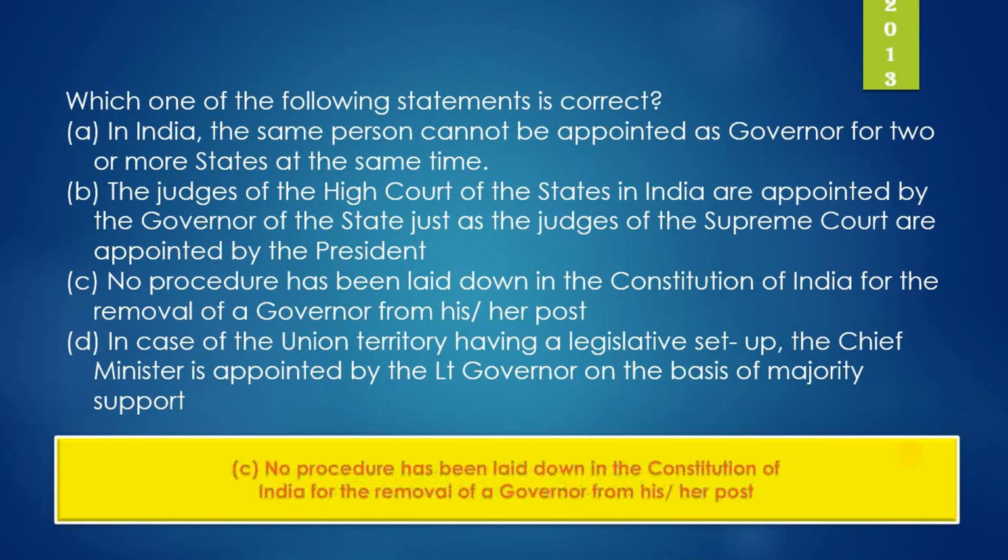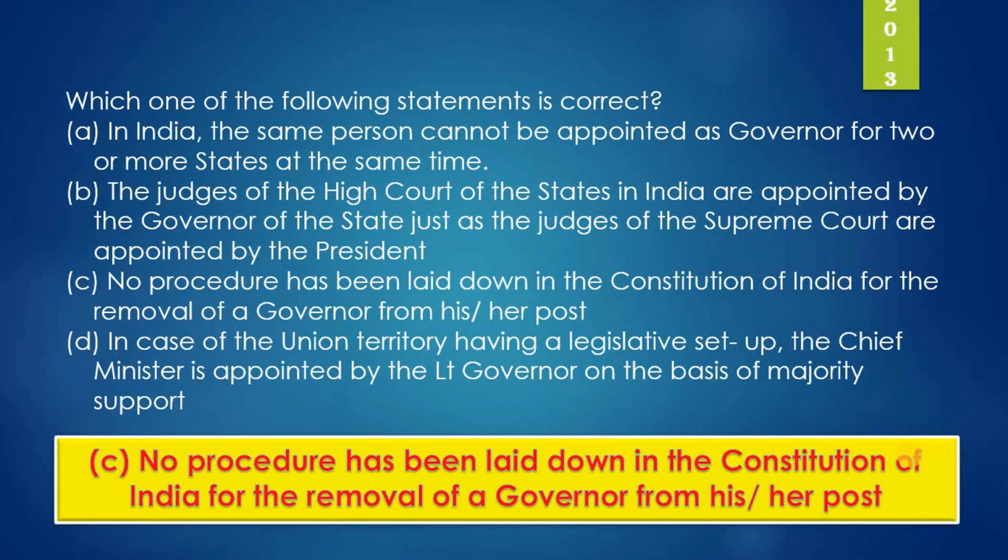So the answer is option number C, that is, no procedure has been laid down in the Constitution of India for the removal of a governor from his or her post. Okay, because a governor ordinarily has a tenure of 5 years, but he can be removed any time before that if the president wishes. So that's the correct statement.